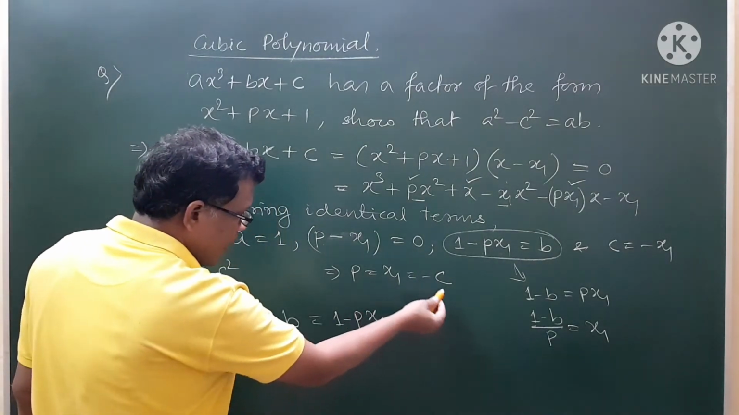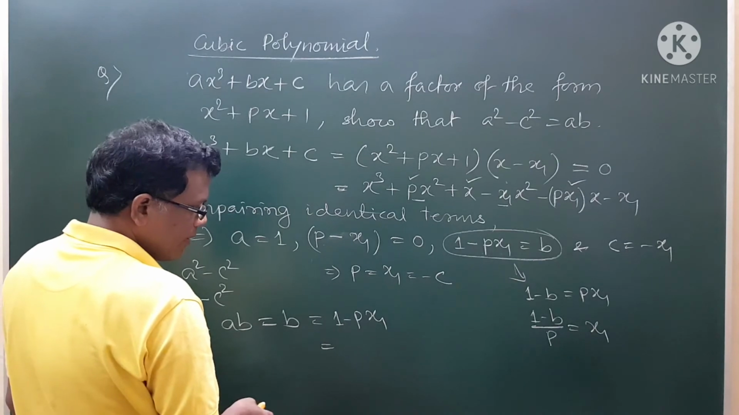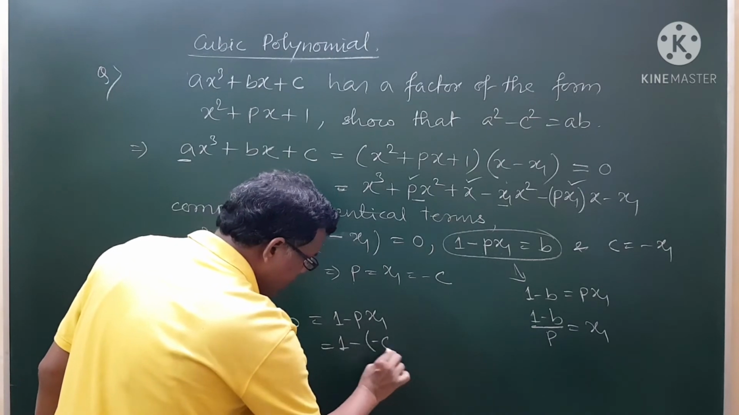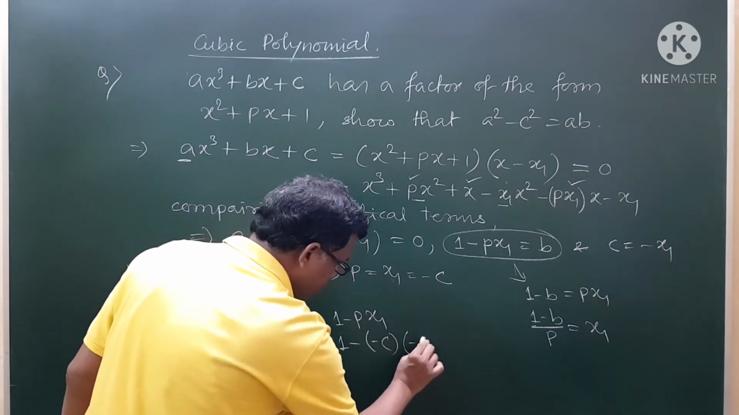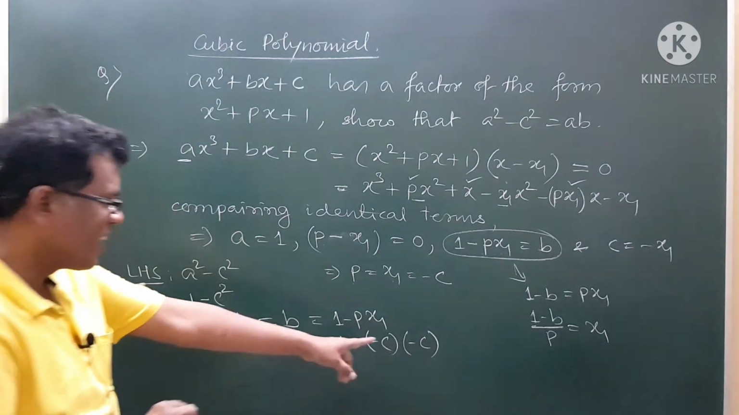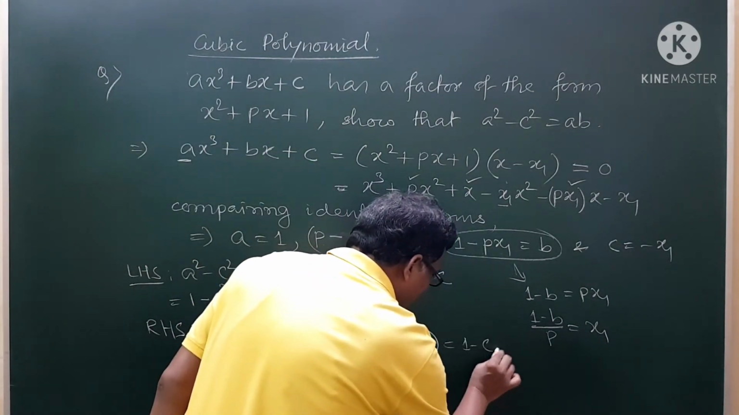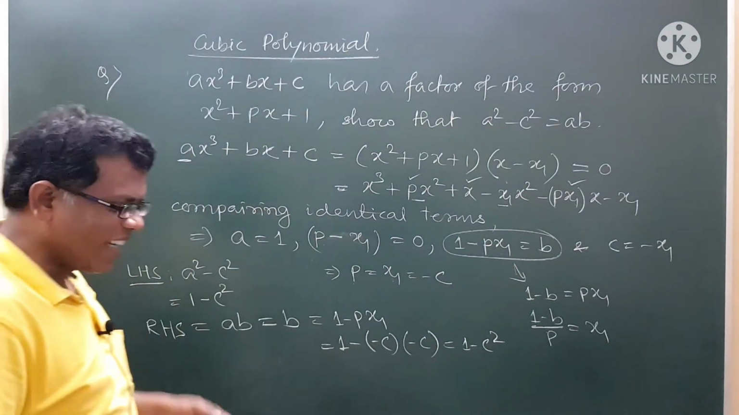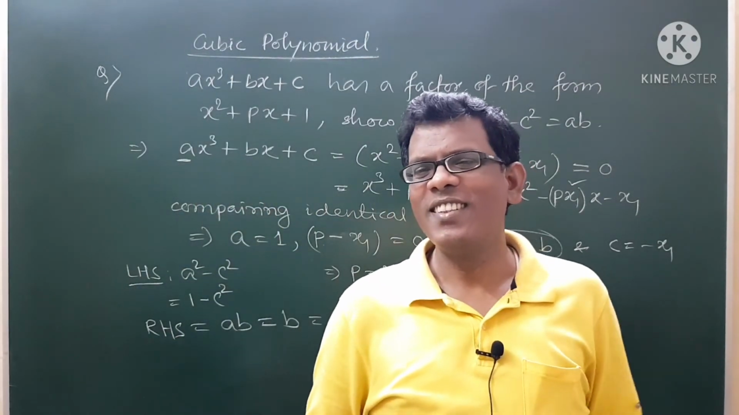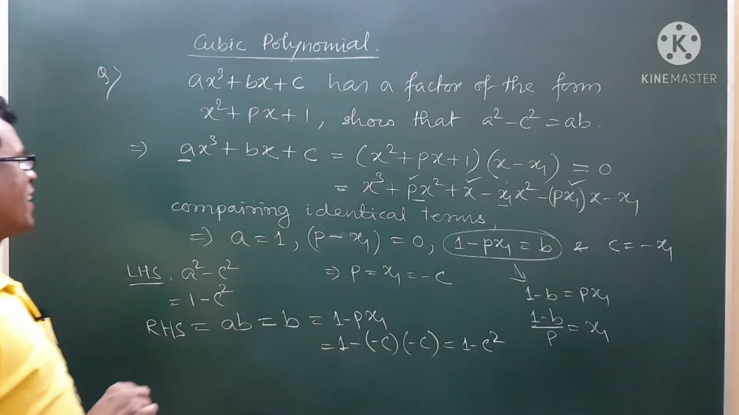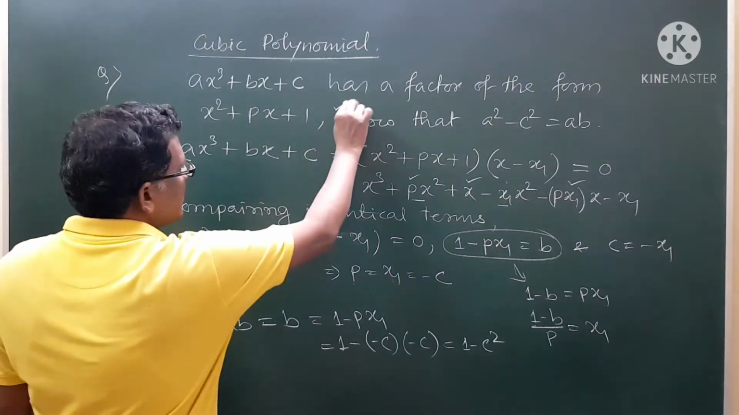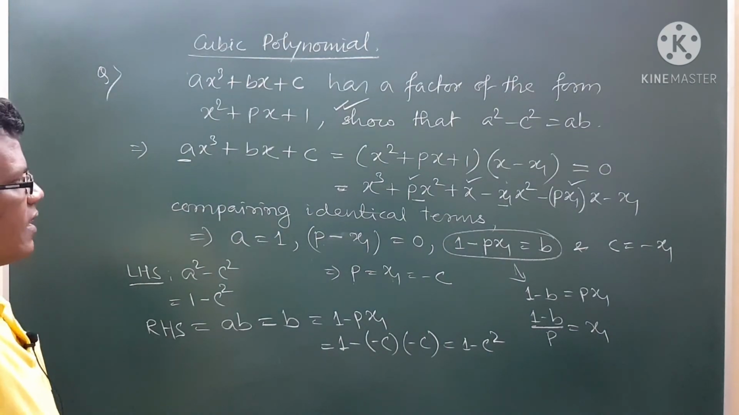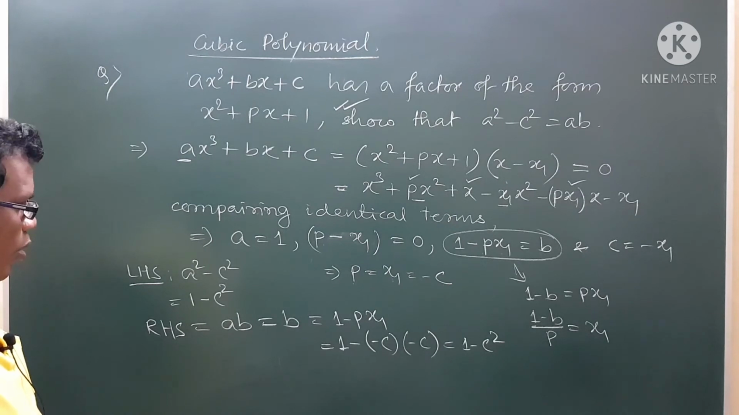x1 is equal to minus c, and p is also minus c. So instead of p I can write down minus c, instead of x1 also I can write down minus c. So what it comes to? Isn't it 1 minus c square? So are we getting LHS is equal to RHS? Yes, so it is proved that this is correct, that is a square minus c square is equal to ab, both values are 1 minus c square.